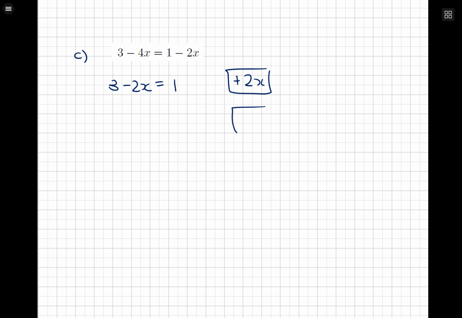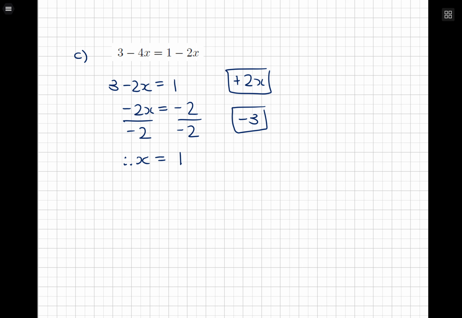Then we want to get rid of that 3 in front of the negative 2x, so we're going to subtract 3 from both sides, and we've got minus 2x equals, so 1 minus 3 is negative 2. Okay, we're nearly there. We've got to get rid of the negative 2 attached, so we need to divide both sides by negative 2. And therefore, x is equal to negative 2 divided by negative 2, which is 1.